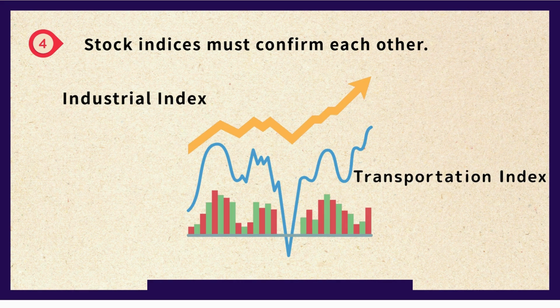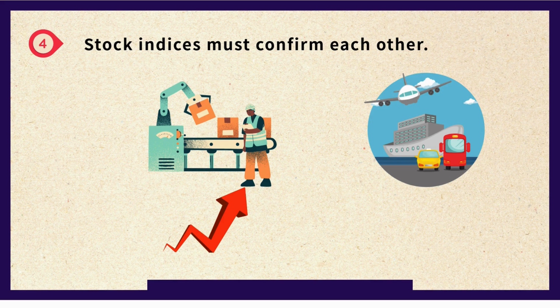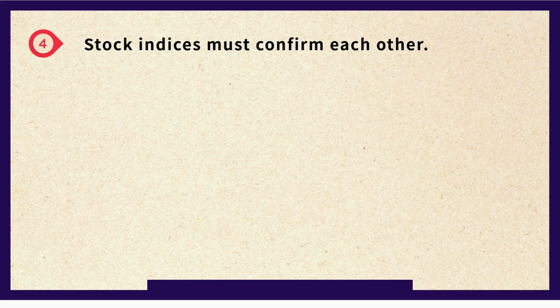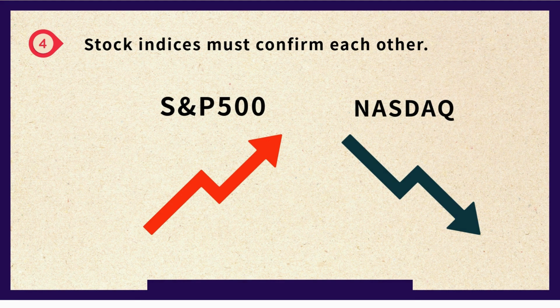The logic is that if manufacturing industries are doing well and stock prices are rising, the transportation sector should also benefit as they're responsible for moving goods. If one is rising while the other isn't, the trend is seen as weak or possibly temporary. If we apply this theory to modern markets, it could mean that if the S&P 500 is in an uptrend, but the Nasdaq is declining, the overall trend of the U.S. stock market might be questionable.